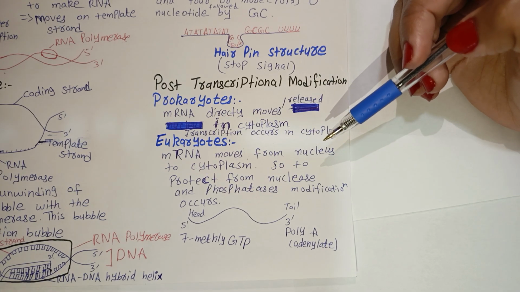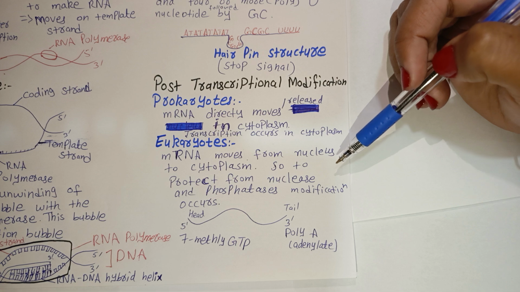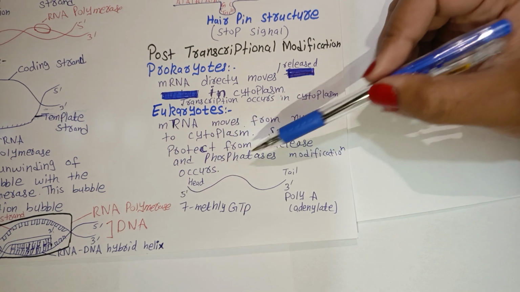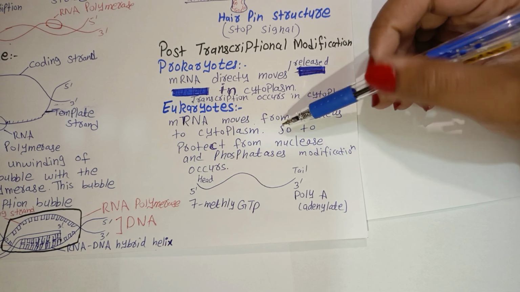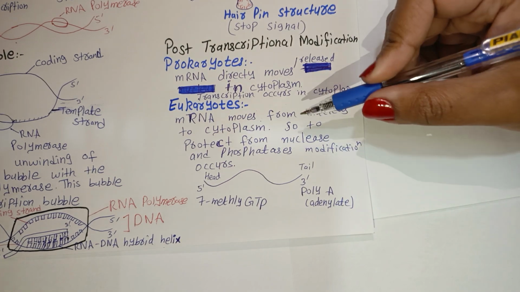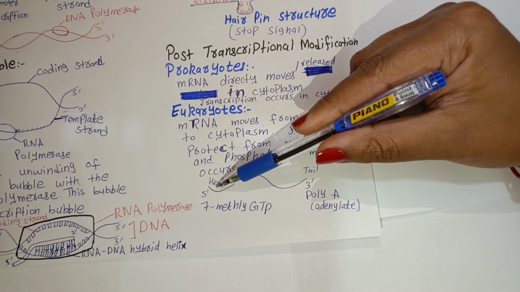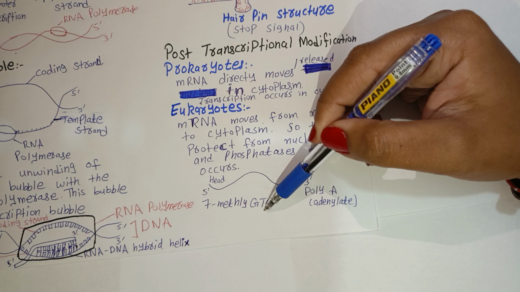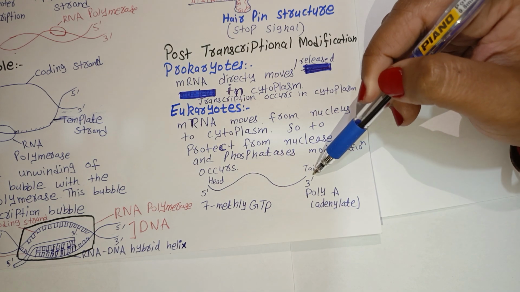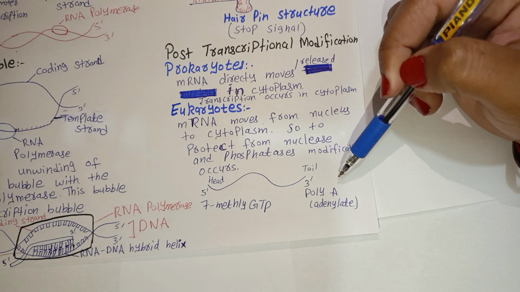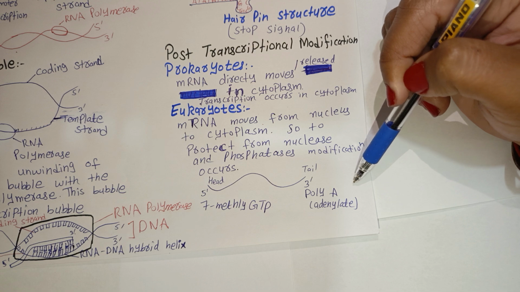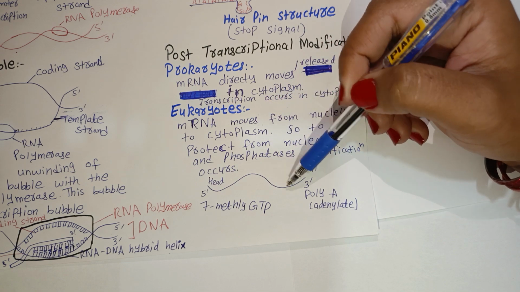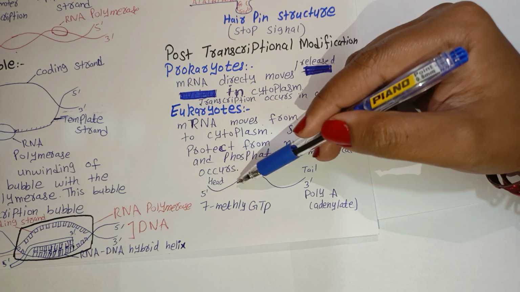However, in eukaryotes, messenger RNA moves from the nucleus to the cytoplasm, so we have to protect it from several types of enzymes like nucleases and phosphatases, which can destroy the RNA. So on the 5 prime side of the RNA, which is also called the head, 7-methyl guanine triphosphate will be attached, and on the 3 prime side, which is also called the tail side, a polyadenylate sequence will be attached. When these are attached on both sides, no phosphatases and no nucleases can destroy the synthesized RNA.